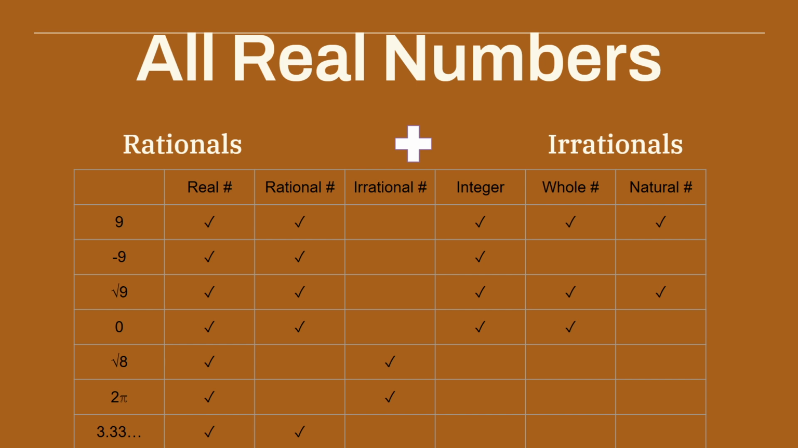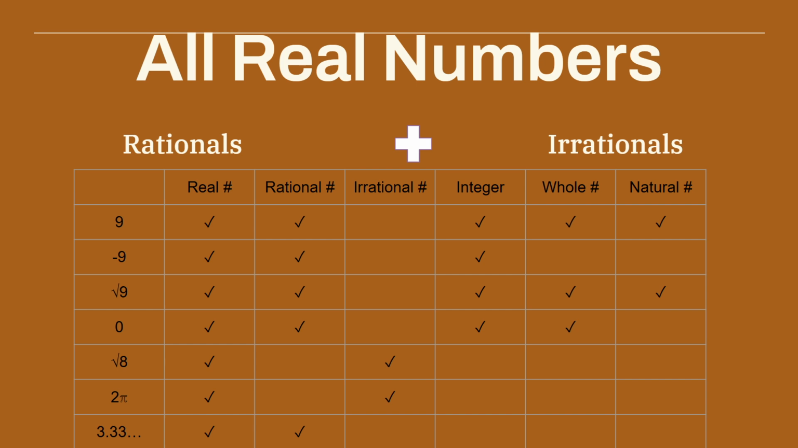But it is part of the integers, because remember the integers are your counting numbers, 0, 1, 2, 3, 4, 5, and -1, -2, all those. It's an integer. Also the whole numbers. 9 is in the whole numbers. 9 is also a natural number.